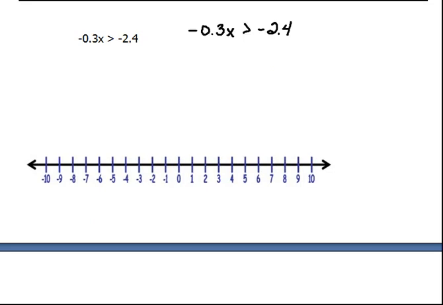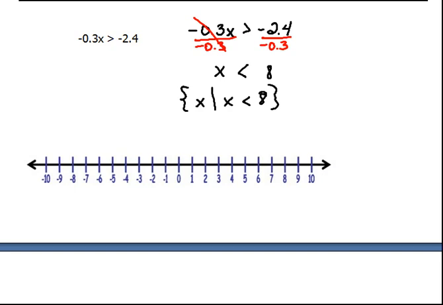Lastly, we have this example. In order to get x alone, we're going to divide both sides by negative 0.3, which leaves us x on the left and a positive 8 on the right. We did divide by a negative, so we have to flip the symbol over. In set builder notation, this would be the set of all x's such that x is less than 8.